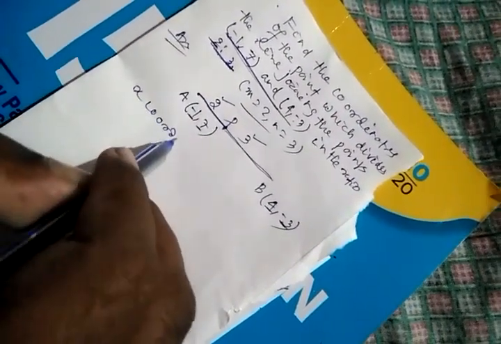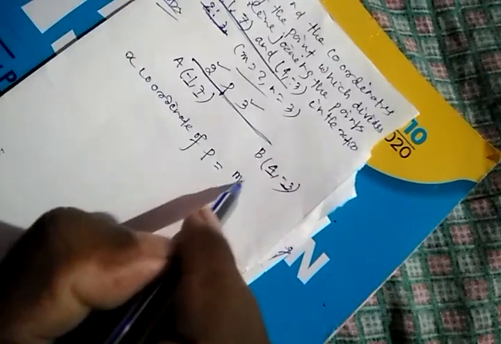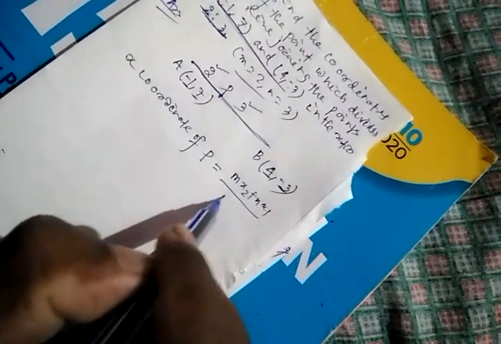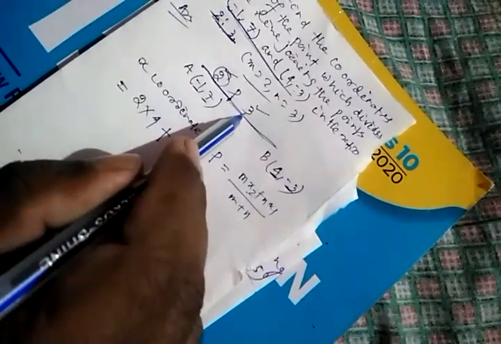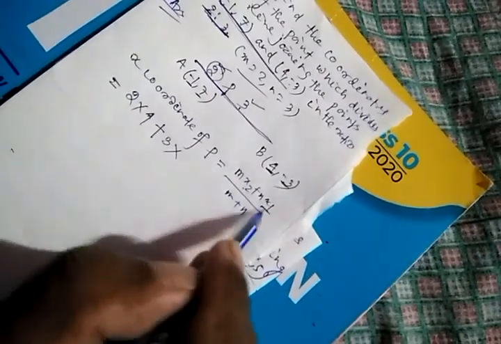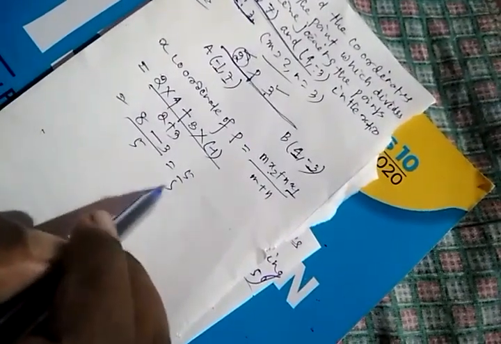What is the x coordinate? X coordinate of the point P equals to formula mx2 plus nx1 by m plus n. So this is equal to, what is m? This is the m, 2 into, what is x2? This is x2, 4 is x2, right here 4, plus what is n? 3, right here 3, into, what is x1? -1, divided by 2 plus 3. So that is 2 4 ja how much? 8. 3 minus 1 ja 3 by 5. So 5 by 5 equals to 1. So you got the x coordinate of a P.